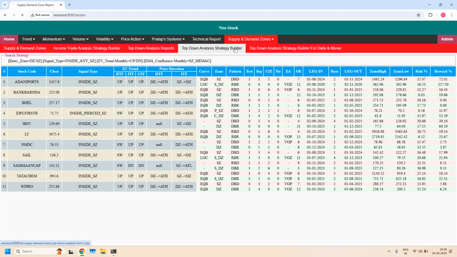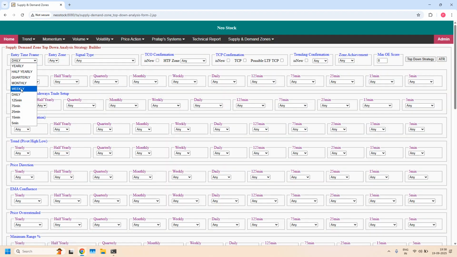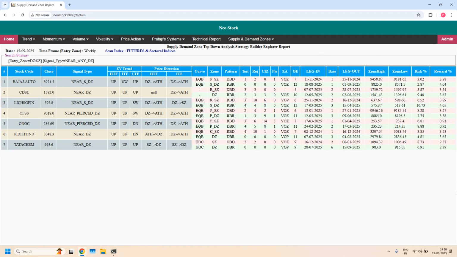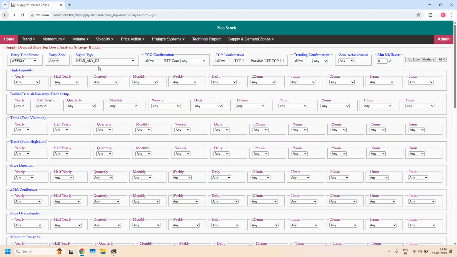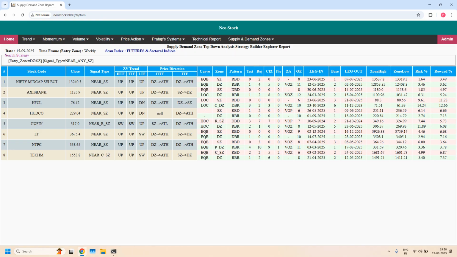Next time frame is weekly. Stocks near to the weekly demand zone. We got 7 stocks. Next, stocks near to the weekly supply zone. We got 8 stocks.